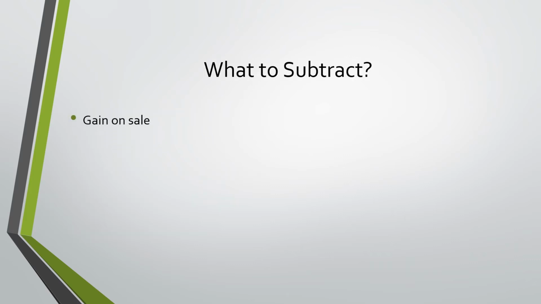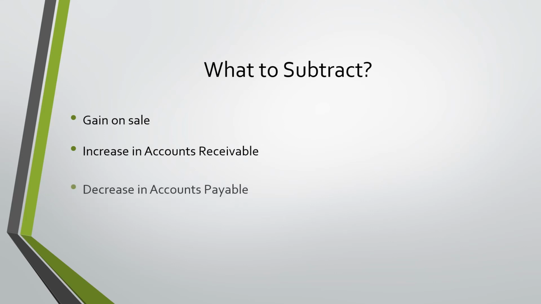What to subtract? We would subtract a gain on sale. We would subtract this because we're not actually getting paid for that gain. That's just the difference between the selling price and our book value of the asset. We would subtract an increase in accounts receivable because although we are going to receive that cash in the future, we have not yet received it at this point in time.